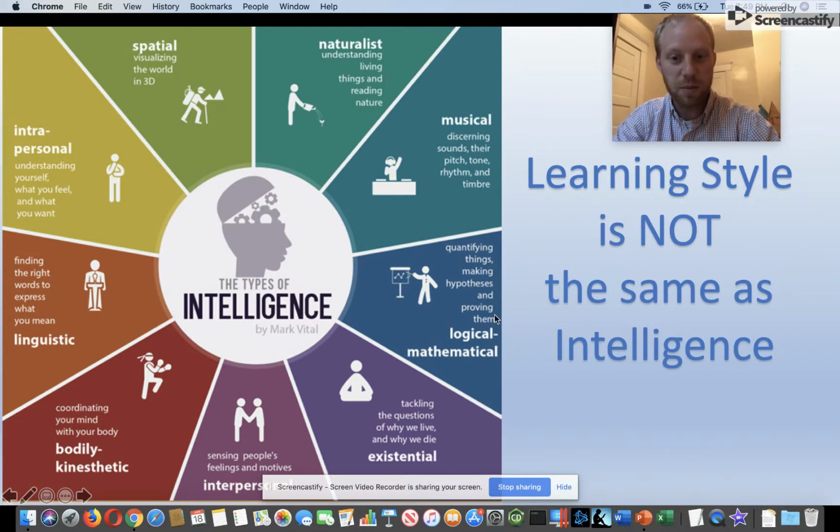He says that someone who is very intelligent in a specific area will be able to show something in that area in many different ways. So many different learning styles can be shown on a specific topic. And if you have an expert in that field, they can use many different learning styles.